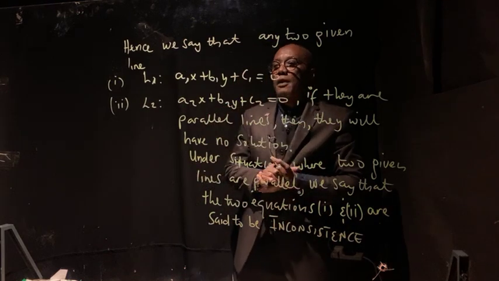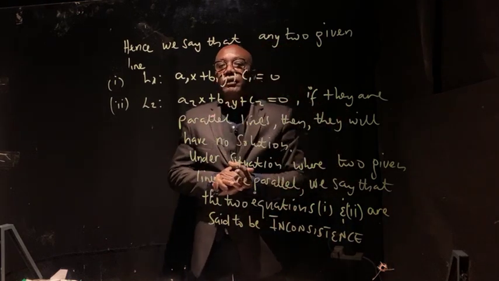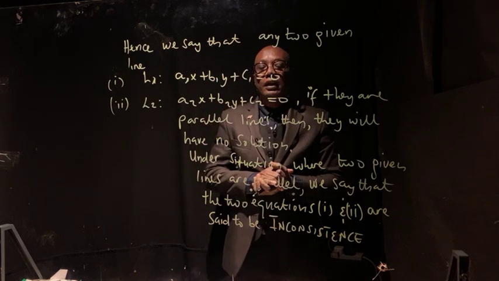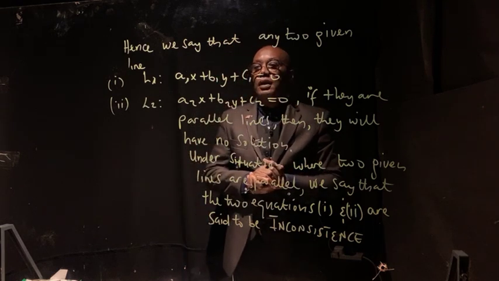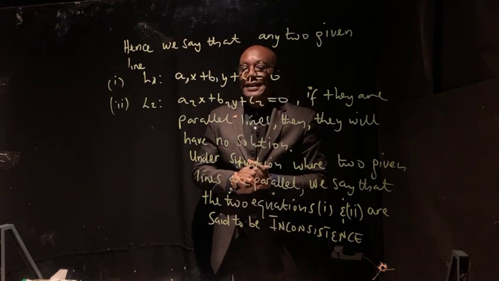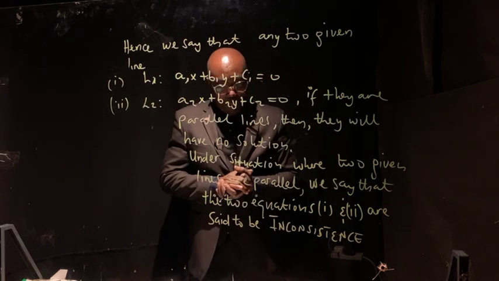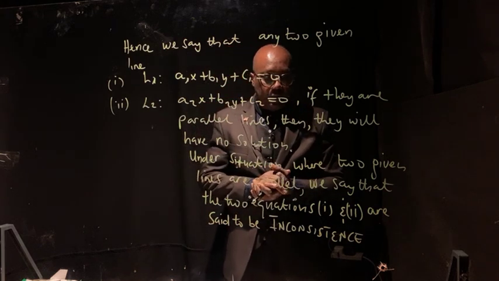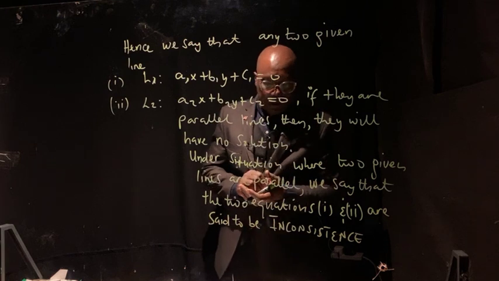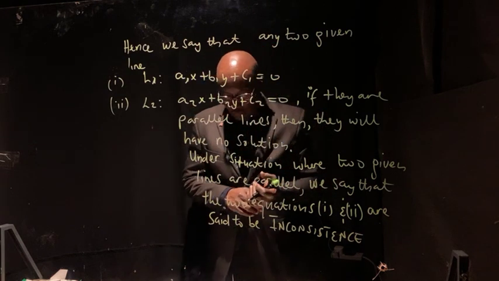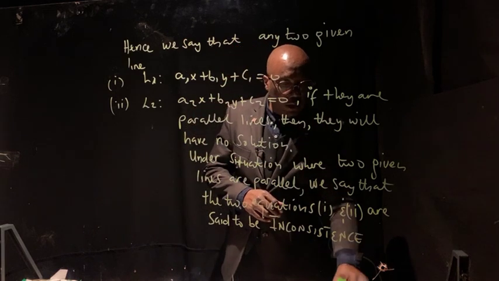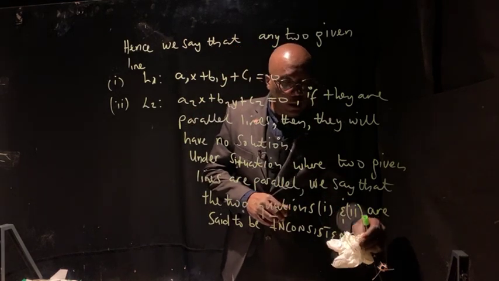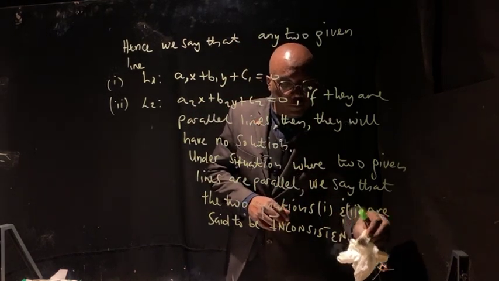Meaning when you solve two given equations simultaneously and there is no solution, we say that the two given equations are inconsistent. They are inconsistent. I would say the two given equations are inconsistent.